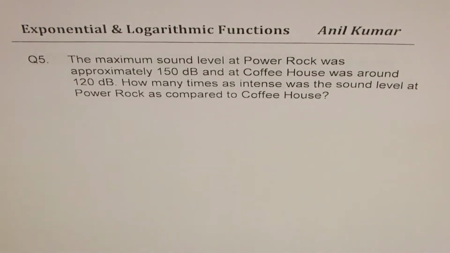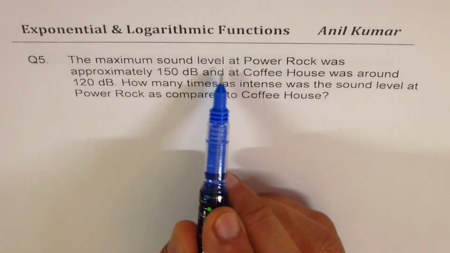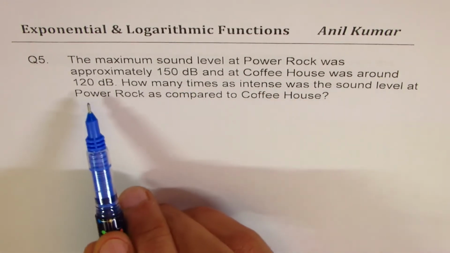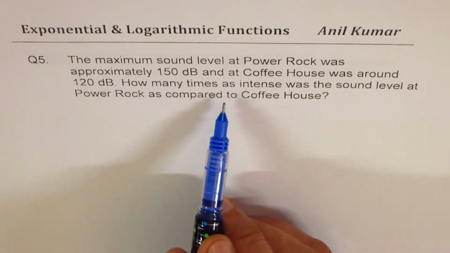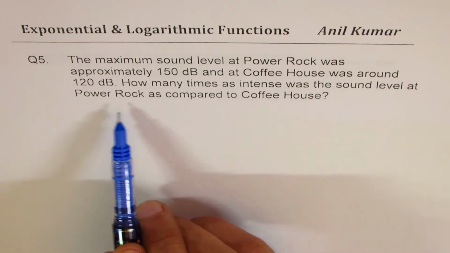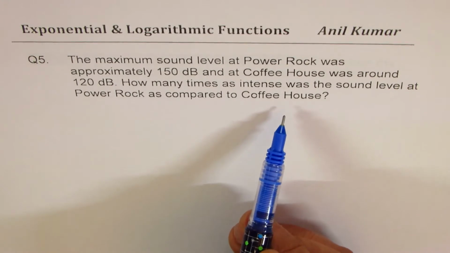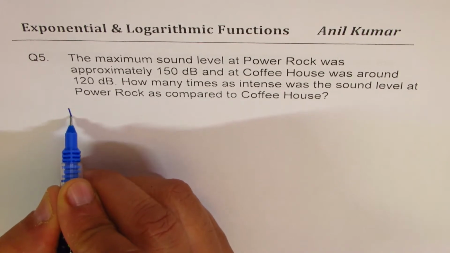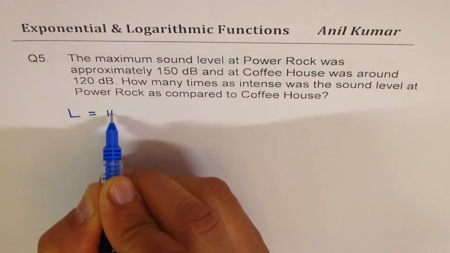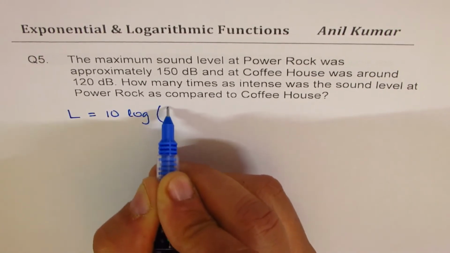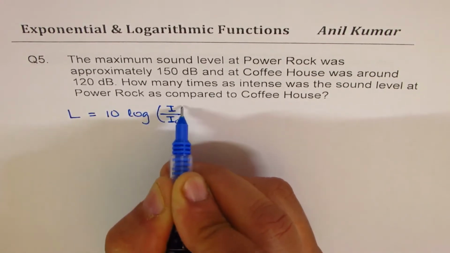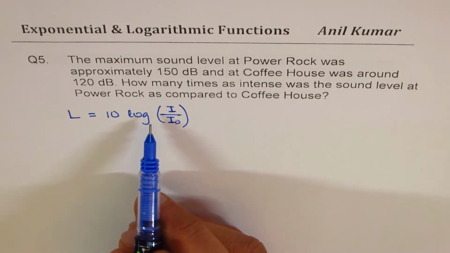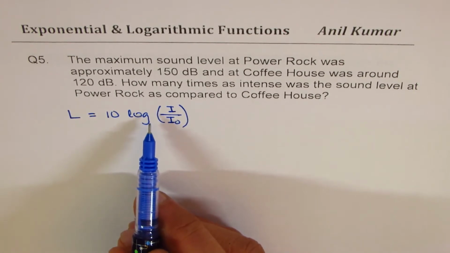Question number 5. The maximum sound level at Power Rock was approximately 150 decibels and at Coffee House was around 120 decibels. How many times as intense was the sound level at Power Rock as compared to Coffee House? So these are standard questions. We'll use the formula of loudness here. So the loudness formula is loudness equals 10 times log of the ratio of the intensities, right? As compared to some standard intensity. So that is the formula which you can always use and then figure out the answer.